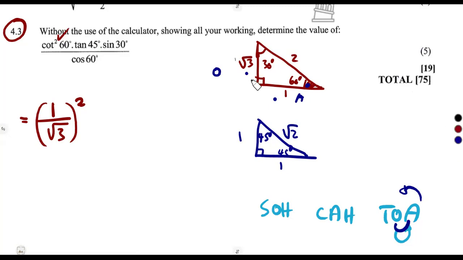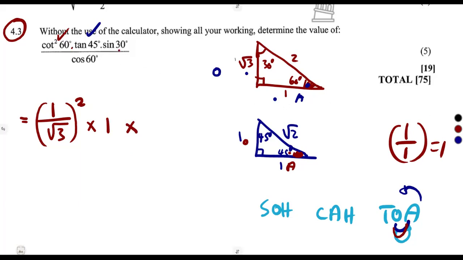Let's move on to another one. Tan 45, guys, is direct. This is a product. Tan 45 is either anyone that you want. If you're using this one, this is our opposite. This is our adjacent. Remember, tan is opposite over what? Adjacent. So it's 1 over 1, which is what? 1. So tan 45 is 1 times sine 30.